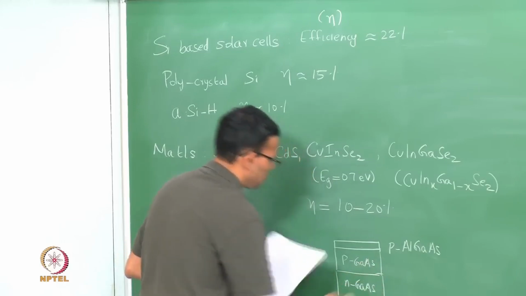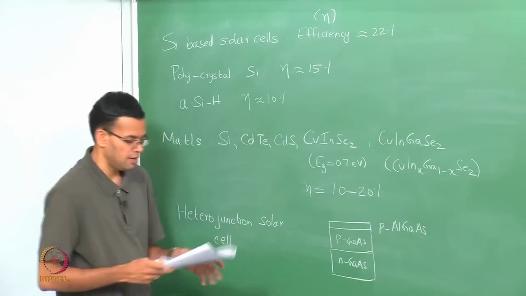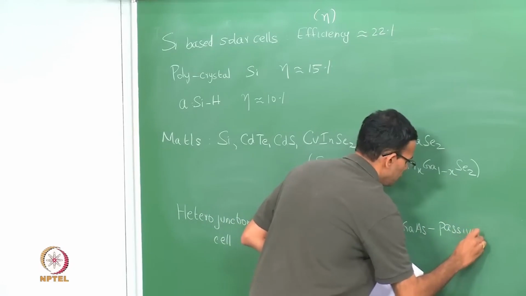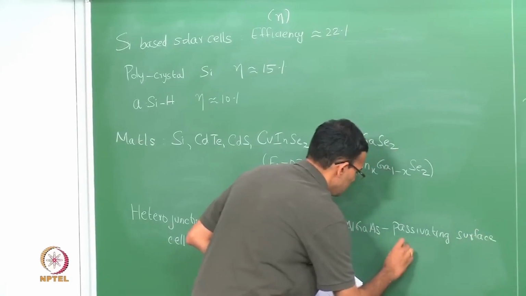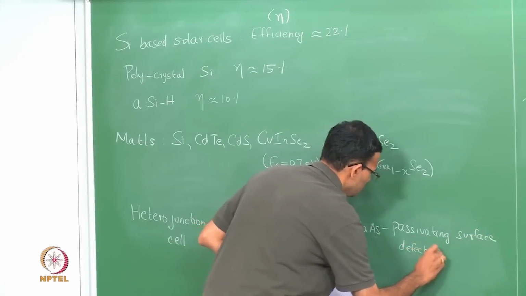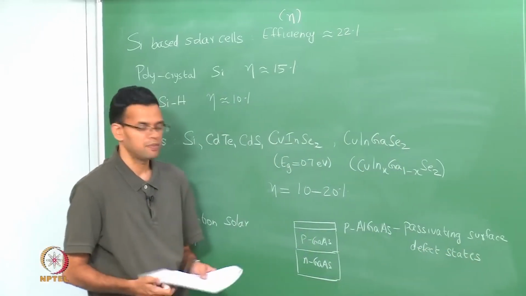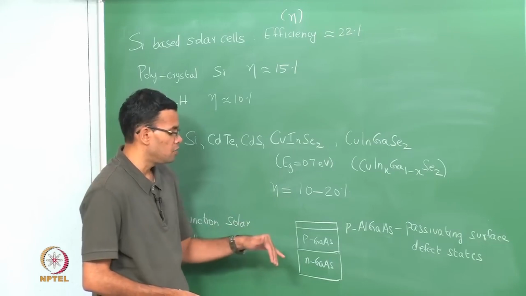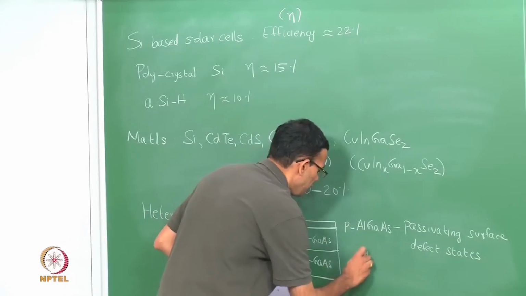gallium arsenide. So, in this case your p-n junction is still between the same material, but the aluminum gallium arsenide layer helps in passivating the surface bonds or the surface defect states. It also has a higher band gap than gallium arsenide, so that it allows the radiation to pass through it and be absorbed by the gallium arsenide. So, this in turn leads to a higher efficiency.